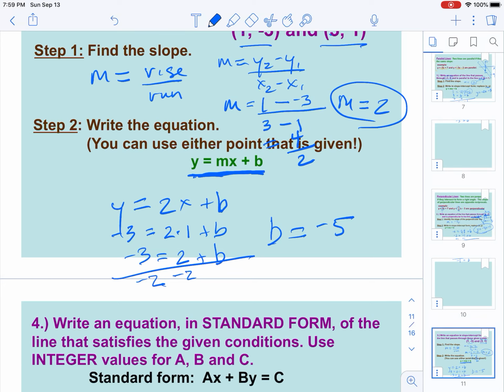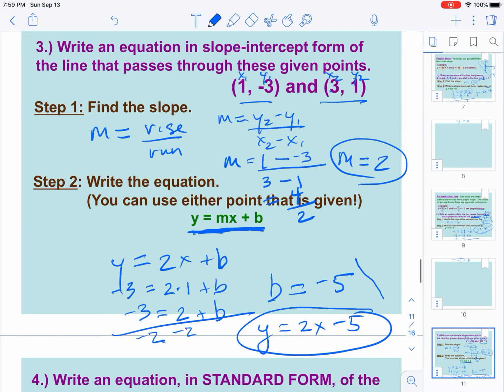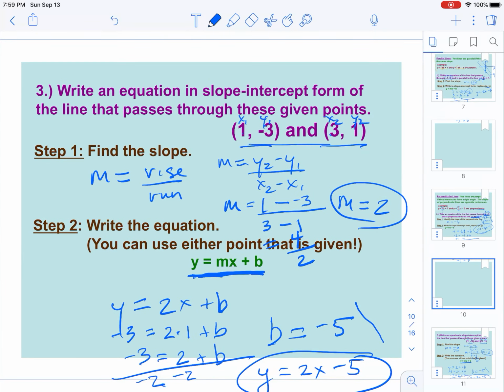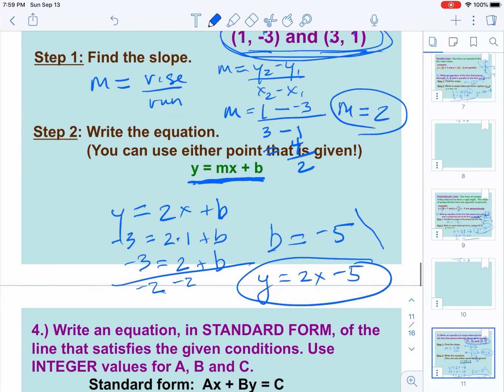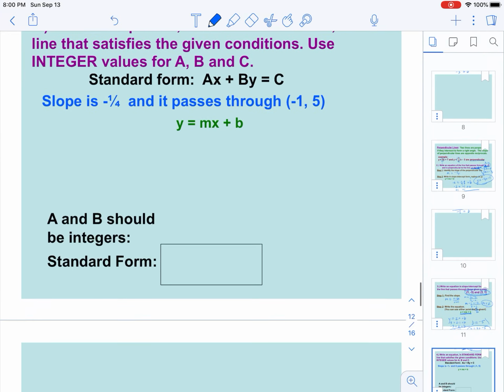So to wrap this up, I know that the slope is 2, y equals 2x, and I know the y-intercept is negative 5. So this is the equation that has the slope that is described by these 2 points. When I found the slope of the line that connects those 2 points, it was... pardon me, the slope was 2, and the y-intercept was negative 5. So that is our solution there, y equals 2x minus 5.